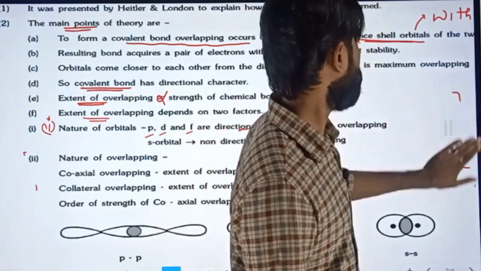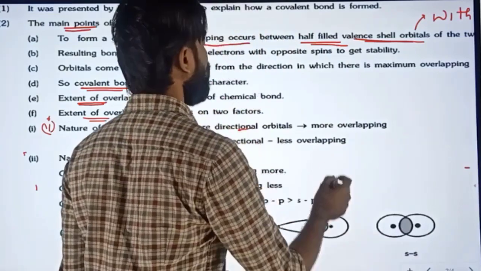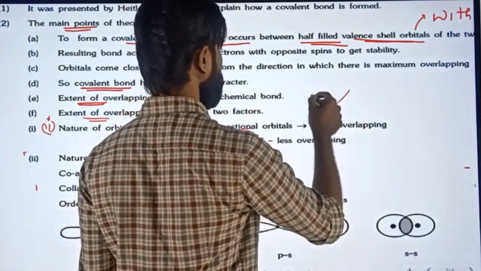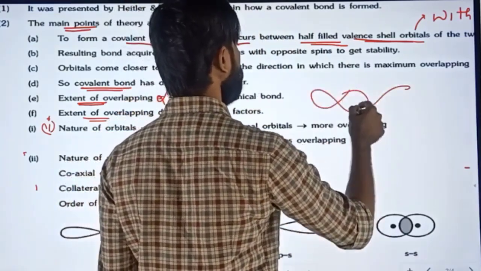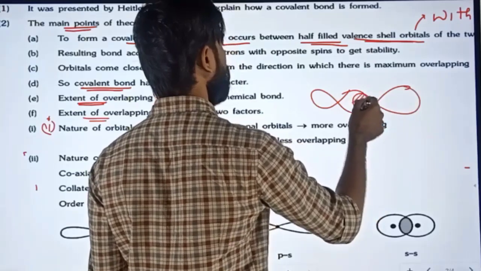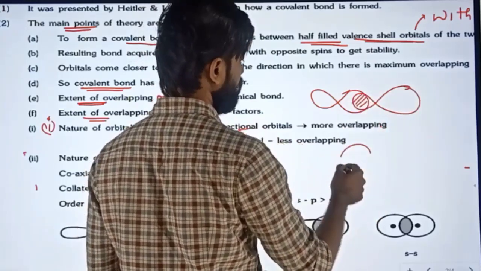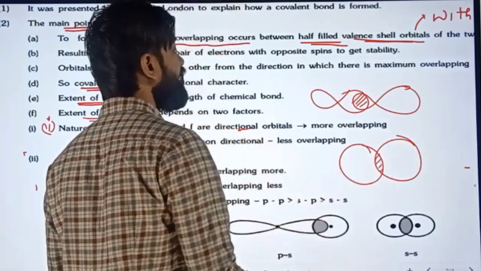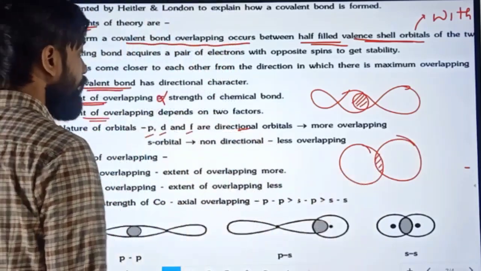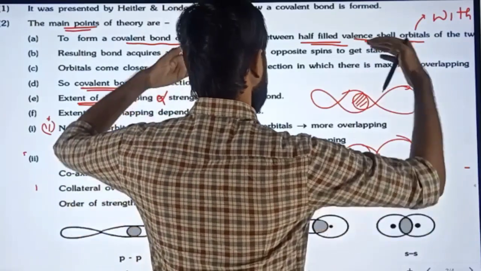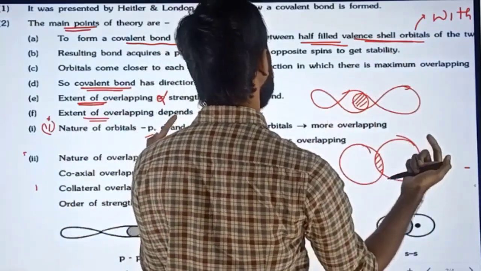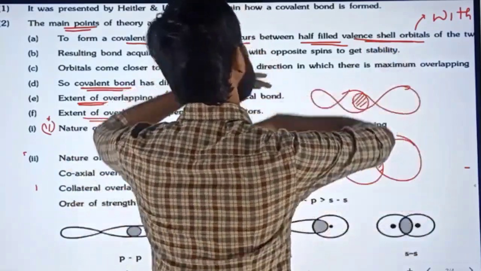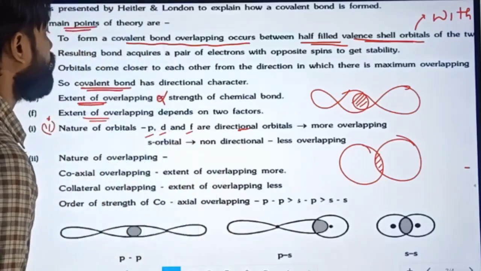Overlapping of 2p orbitals and also overlapping of 2s orbitals. So this is the p orbital, which can overlap with another p orbital, which has greater extent. But when the overlapping is between 2s orbitals, relatively the extent will be decreased, because p, d, f orbitals are directional orbitals. They can overlap to a maximum extent, so that the strength of the bond will be increased.